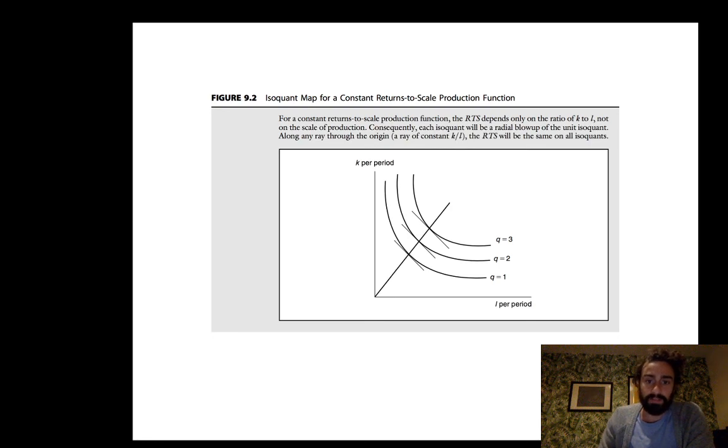So this is a nice way of looking at the graphical interpretation of a homogeneous of degree 1 or constant returns to scale production function.